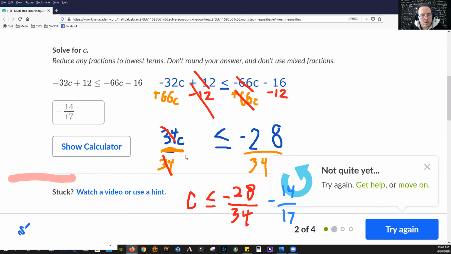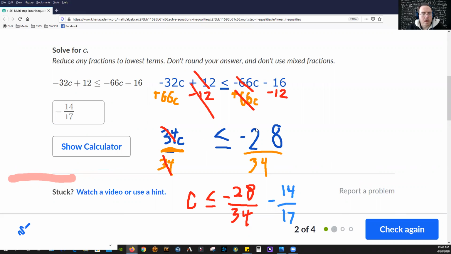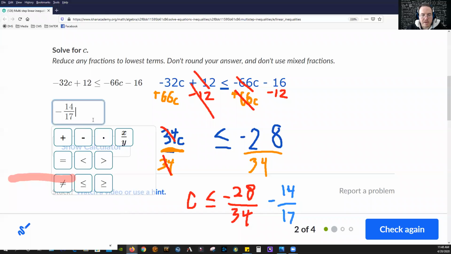Okay. I love this. Now I get to backtrack and see where I goofed up, live on YouTube for all to see, nonetheless. Okay, so negative 32c plus 12 less than or equal to negative 66c minus 16. So I add 66c to both sides. That makes 0. 34, choose the difference. Yeah, okay, I agree with that. Less than or equal to. Oh, I didn't actually finish writing out the inequality. Maybe that's all I needed to do.